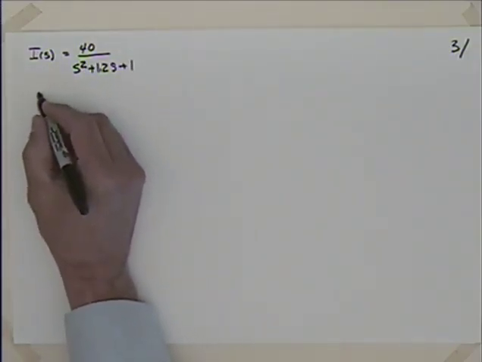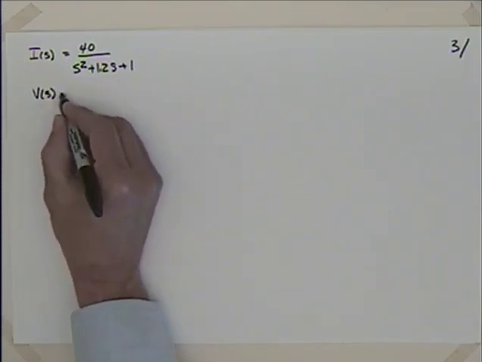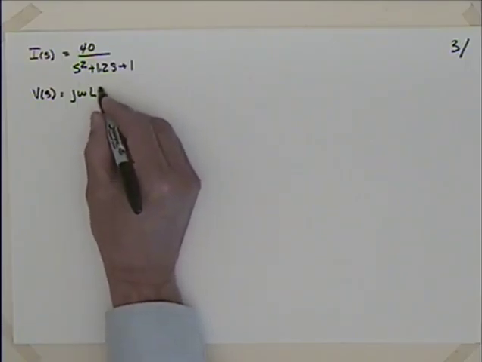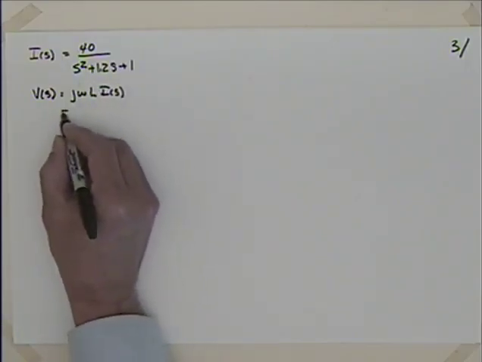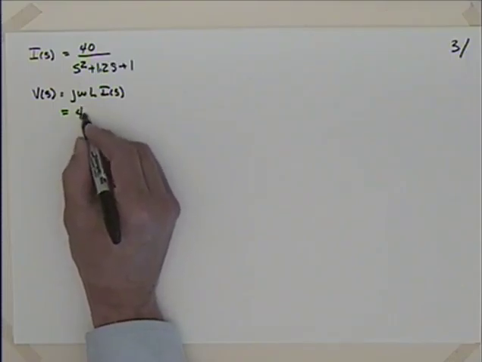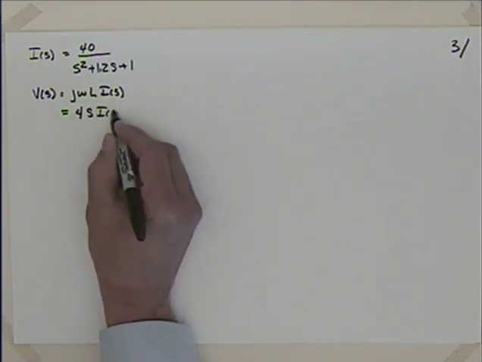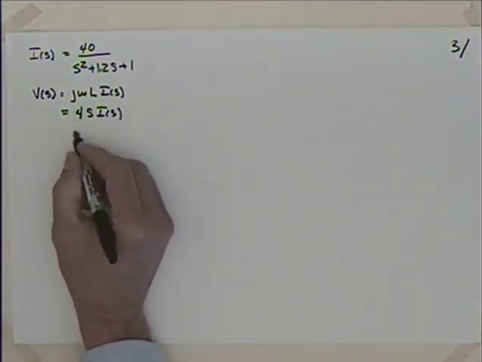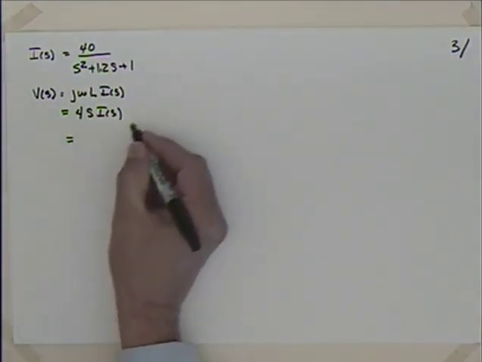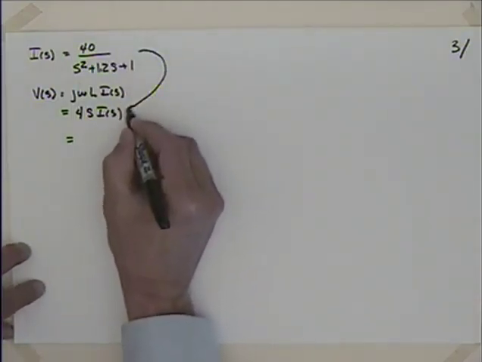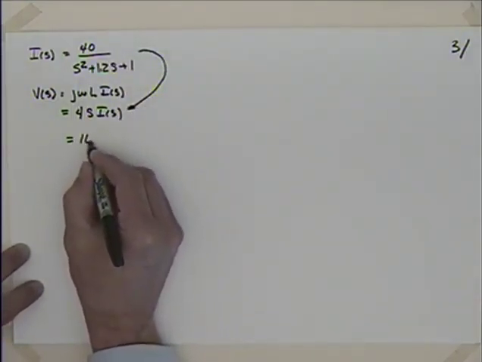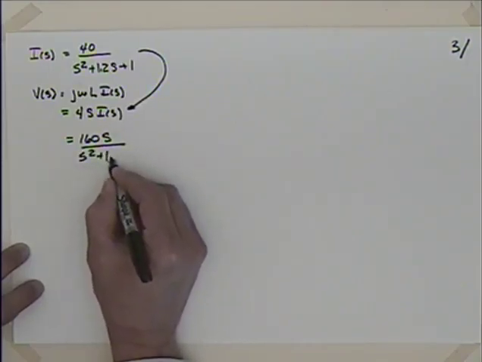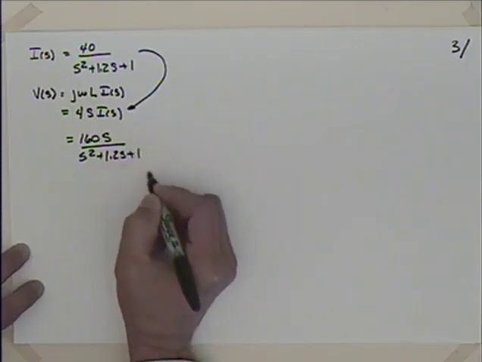And recognizing that the voltage in the S domain is equal to what? j omega L times I in the S domain, which would really just be 4s times I of s in the S domain. So if I go through that, multiplying it by 4, I would come up then with, if I put this into there, 160s divided by s squared plus 1.2s plus 1.